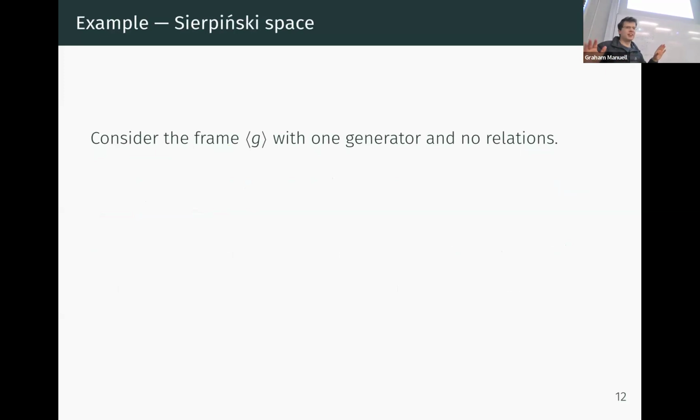So here's a trivial example. Suppose we have a frame with one generator and no relations. What does this give? Well, the points must correspond to truth values, right? Because a point is a frame homomorphism into omega. But to define such a frame homomorphism, we just say where the generators go. So the generator goes to an arbitrary element of omega. So that means the underlying space of this is omega.